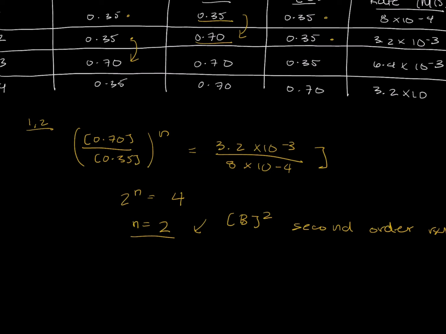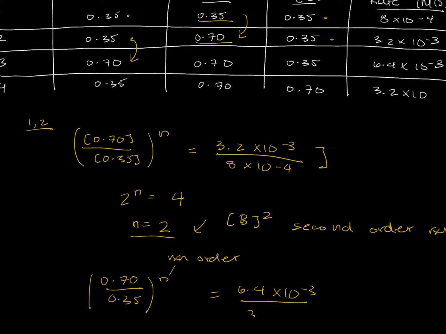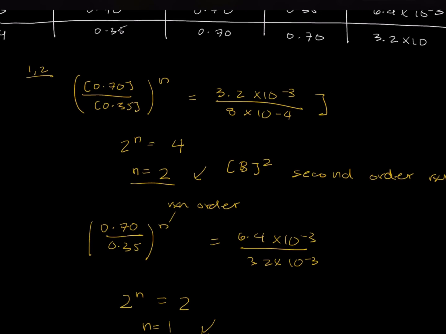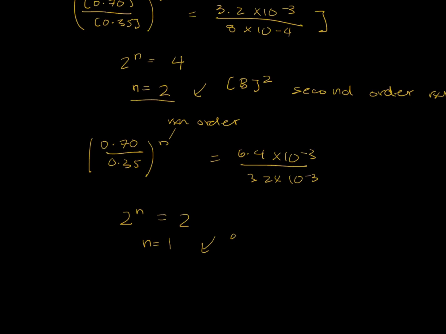So we'll get 0.70 divided by 0.35 to the power of n. Remember, this is what we're trying to solve for, the reaction order. Equals 6.4 times 10 to the negative 3 divided by 3.2 times 10 to the negative third. So we'll end up with 2 to the n equals 2, and we'll get that the reaction order according to A is first. So according to A, it's a first order reaction.